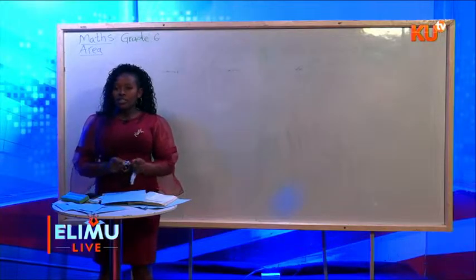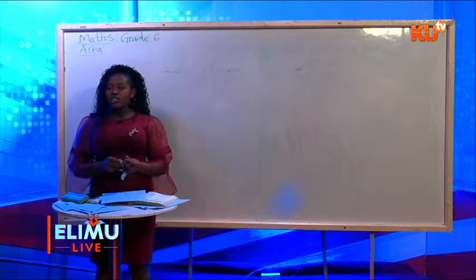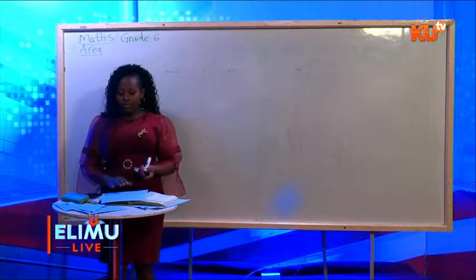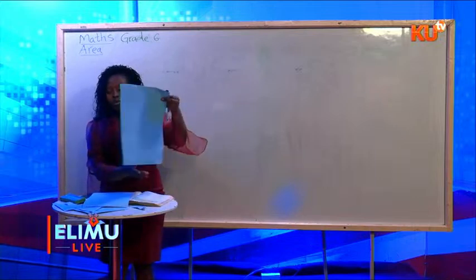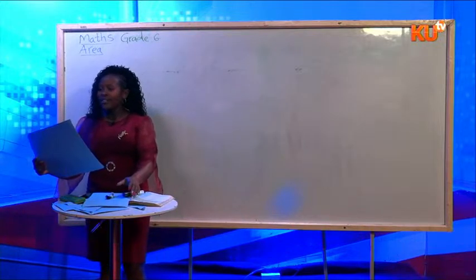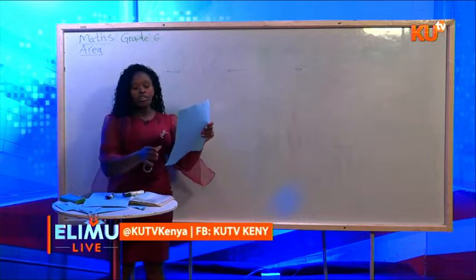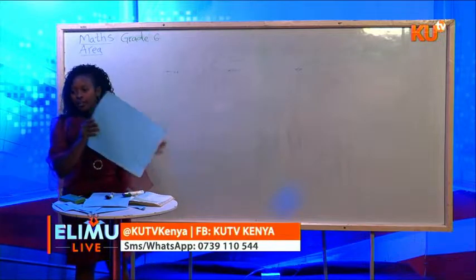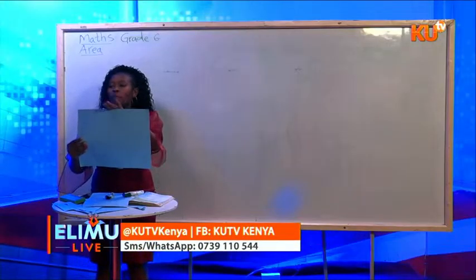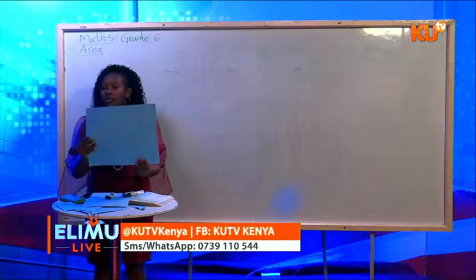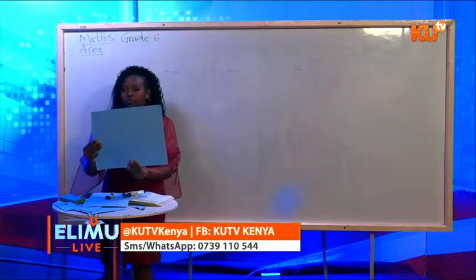And the first object that we are going to discuss is a rectangle. I have got a rectangle here with me. So what is a rectangle, learners? A rectangle is a four-sided figure in which the opposite sides are equal.